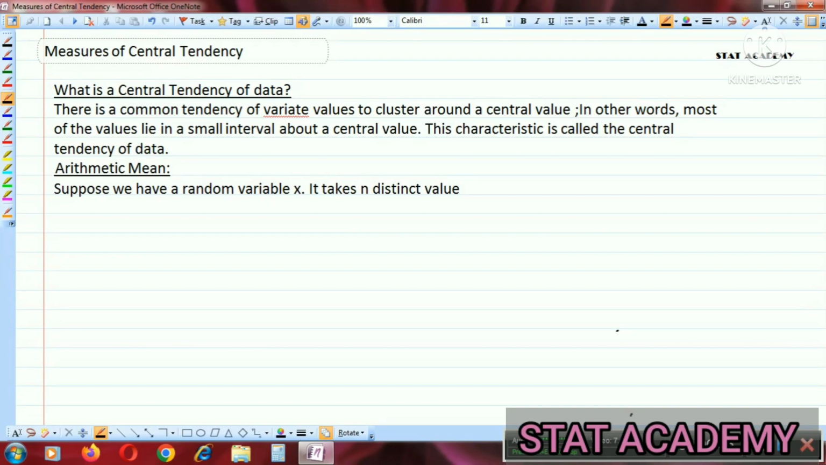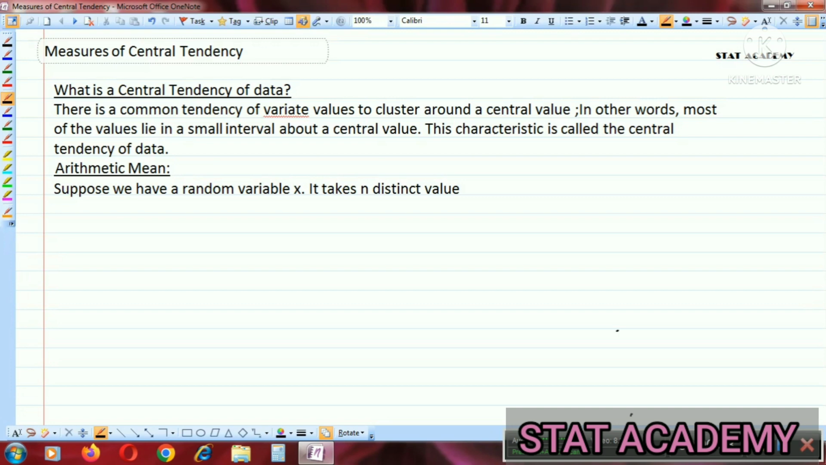Today we are going to discuss problems on measures of central tendency. Before going to the problem, just take a quick look at what central tendency of data is. There is a common tendency of data or varied values to cluster around a central value. In other words, most of the values lie in a small interval about a central value. This characteristic of data is called the central tendency of data.